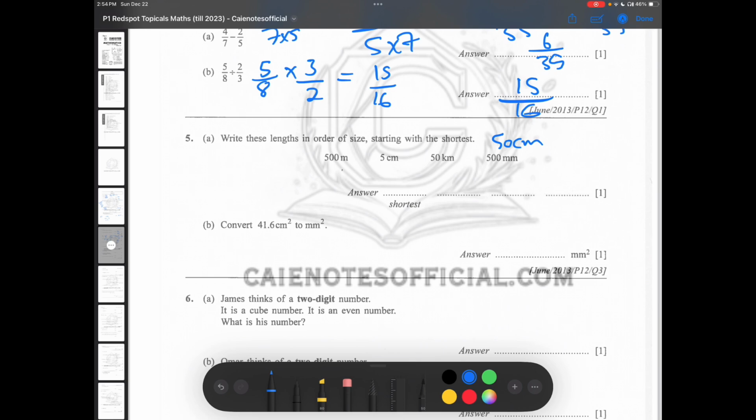And meter is a bigger unit than centimeter. So 500 meter contains too many centimeters, 5,000 actually. And kilometer is the biggest unit of them all. 50 kilometers is 50,000 meters, and in centimeters it will be much more. So now the smallest length is 5 centimeter.